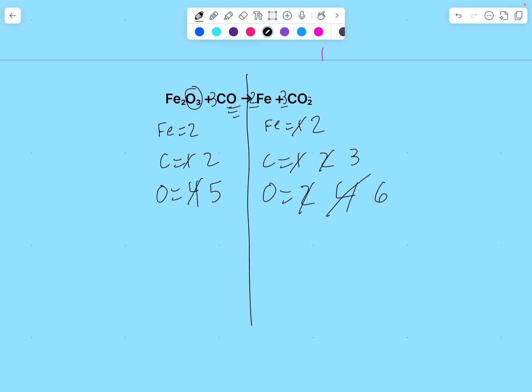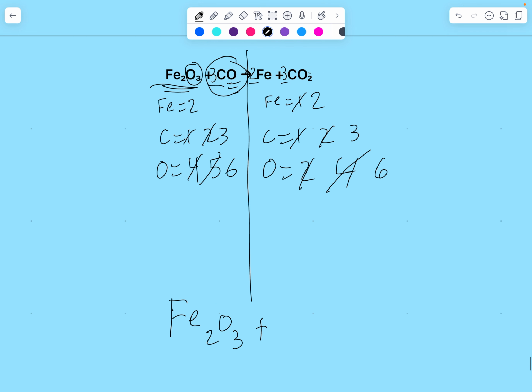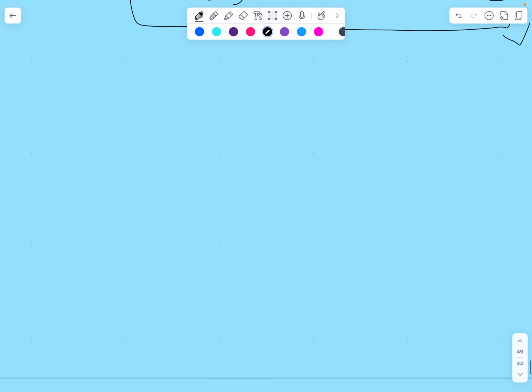So you have 3 carbons. Okay, that works. And you have 3 oxygens here, and then you have 3 oxygens here, 3 and 3, which would give me 6. So our final answer would be Fe2O3 plus 3CO is going to form 2Fe plus 3CO2. And this is what your answer would be.